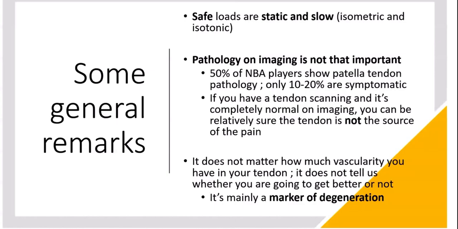We already know that pathology on imaging is not so important. Yeah, you can have a lot of false positive medical imaging. You see changes on medical imaging, but the person doesn't have any problems whatsoever. On the other hand, if you have a tendon scan and it's completely normal on imaging, you can be relatively sure that the tendon is not the source of the pain.